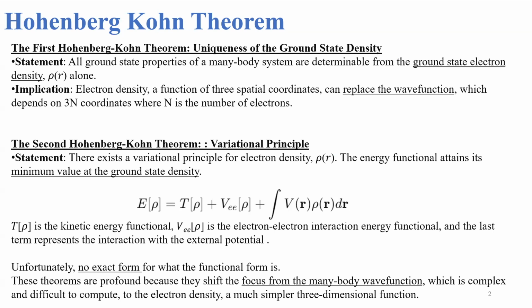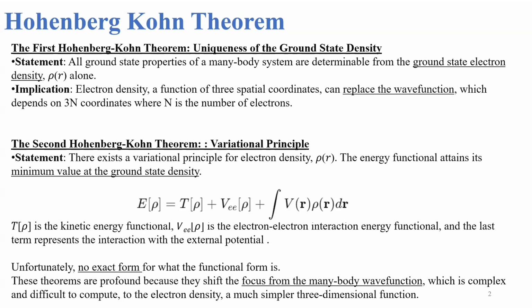The second Hohenberg-Kohn theorem deals with the variational principle. It basically says that there exists a variational principle for the electron density that we defined in the first Hohenberg-Kohn theorem, and the energy functional attains its minimum value at the ground state density. So you can variationally vary the electron density to get its minimum value, which will be the ground state.